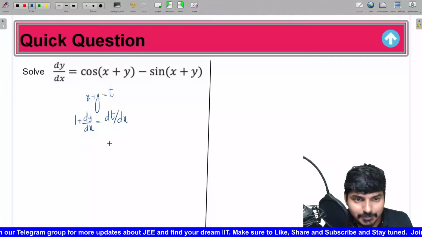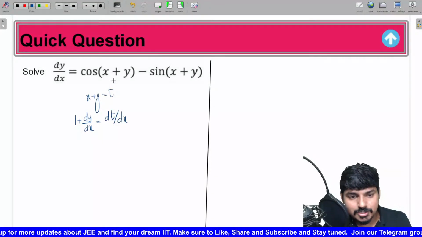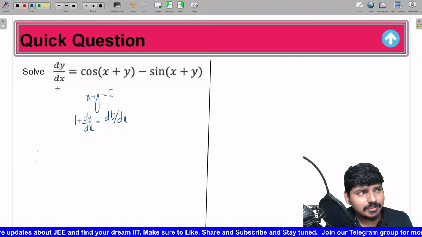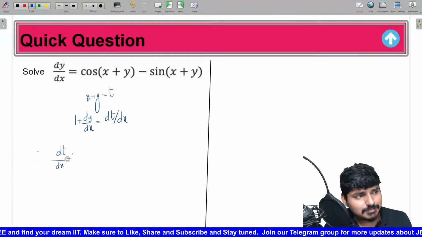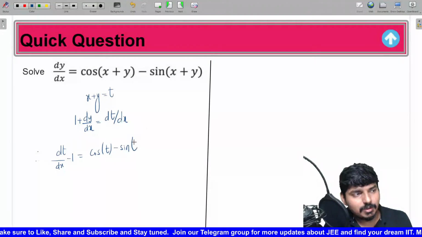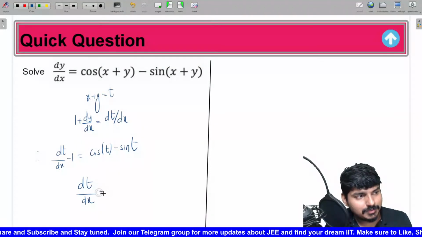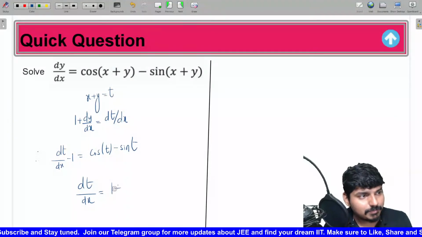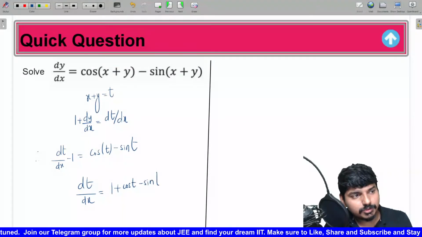Okay. Now let me apply this modification to the above differential equation. So what am I going to get from here? dy by dx is going to be dt by dx minus 1 equal to cos t minus sin t, or I can write dt by dx is simply going to be equivalent to 1 plus cos t minus sin t. This is what you're going to get.